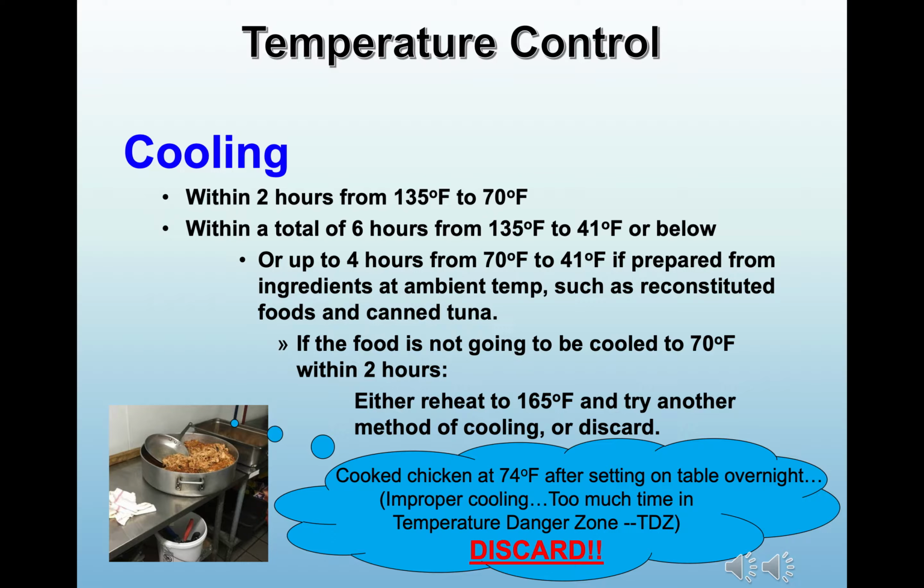Foods then have to be cooled from 70 degrees Fahrenheit to 41 degrees or below within 4 hours. This creates a total of 6 hours for foods to be cooled from 135 degrees Fahrenheit to 41 degrees Fahrenheit or below. Note, however, that the critical cooling from 135 degrees to 70 degrees must be done within the first 2 hours. If you cannot cool hot foods from 135 degrees Fahrenheit to 70 degrees Fahrenheit within 2 hours, you can either reheat the food to 165 degrees Fahrenheit and try another method of cooling, or you can discard the food.